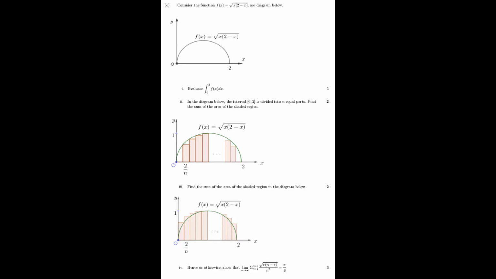Part 2 wants us to find the area of the shaded rectangles that are sitting beneath the curve that we're dealing with. In the video immediately prior to this, we looked at an example for a particular value of n. Now what we're going to try and do in this video is generalize that result for all values of n where n is an even number. So let's take a look.